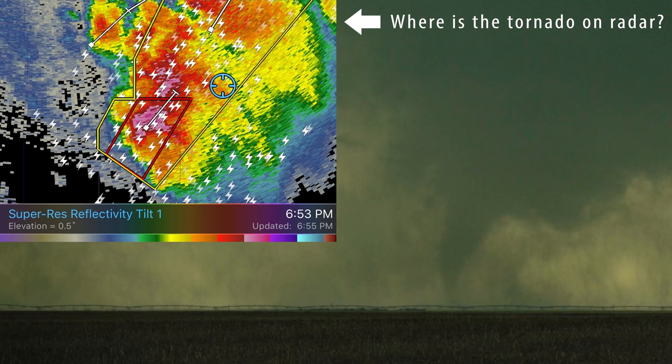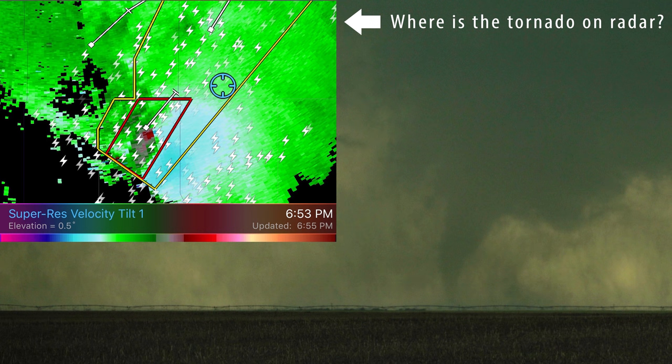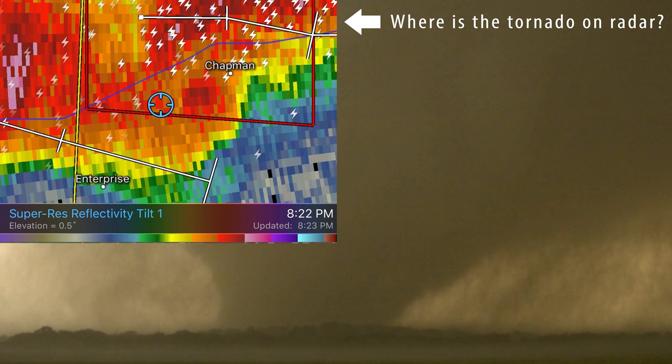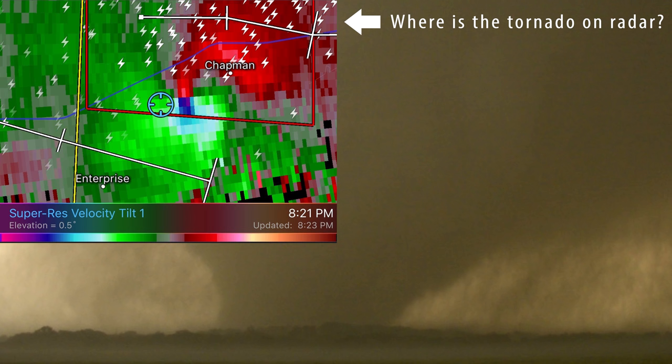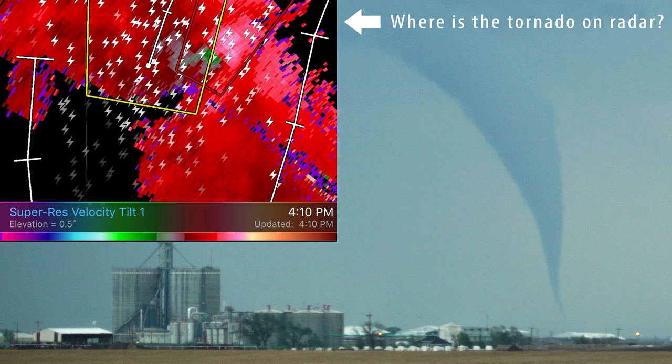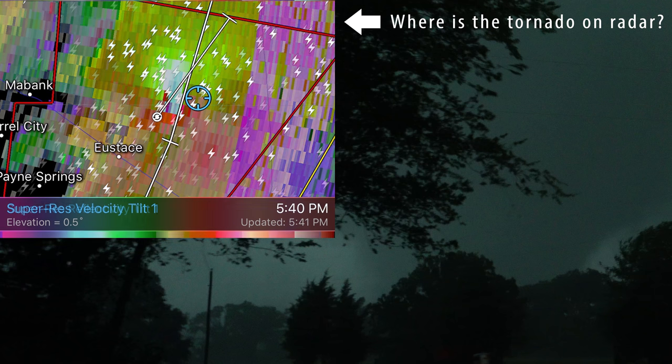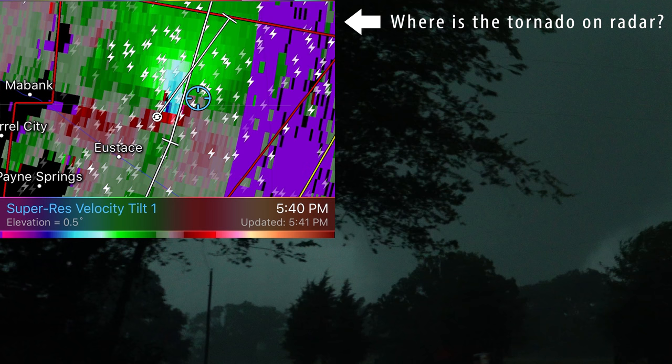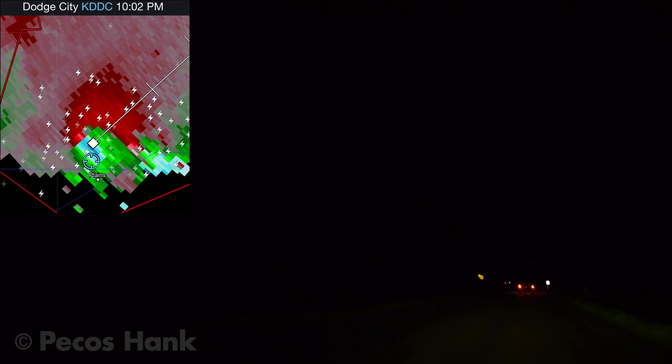Have a look at those same tornadoes with velocity mode. Together, reflectivity and velocity are powerful tools for detecting tornadoes. With this available, I've taken some huge risks and chased tornadoes in almost zero visibility. Check out this up-close monster tornado at night.